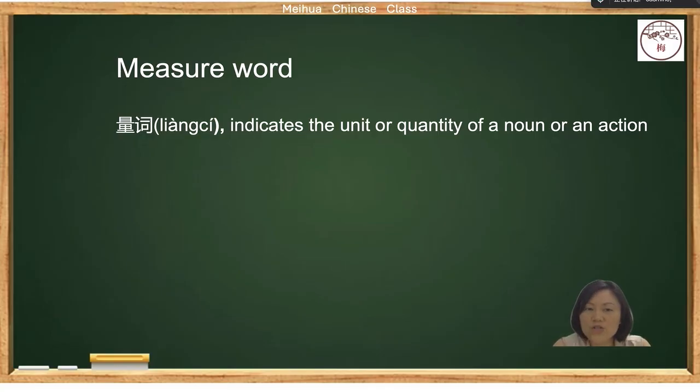I will share more sessions of teaching about this topic. But today, we just need to understand some fundamentals of this unique word class, measure word. In Chinese, we say 量词. It indicates the unit or quantity of a noun or an action. Even for an action, for a verb, we can use the measure word to indicate the frequency or the duration of an action.